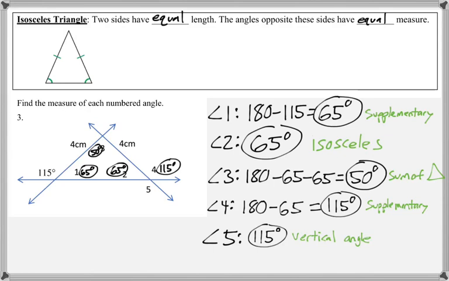So we had a lot of different reasonings here. We had supplementary, isosceles, sum of the angles of a triangle, and vertical angles.